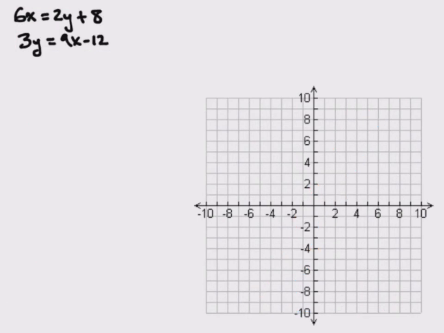All right, last example. Again, please pause the video and try to solve this system of equations using the same strategy we've been doing this whole section.